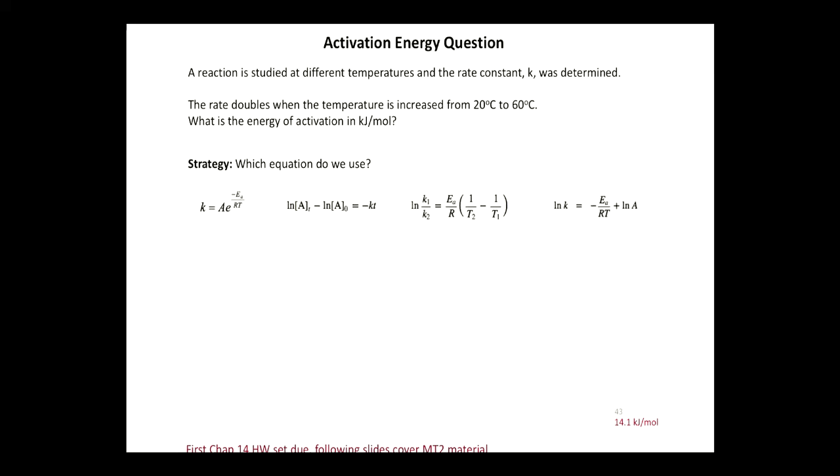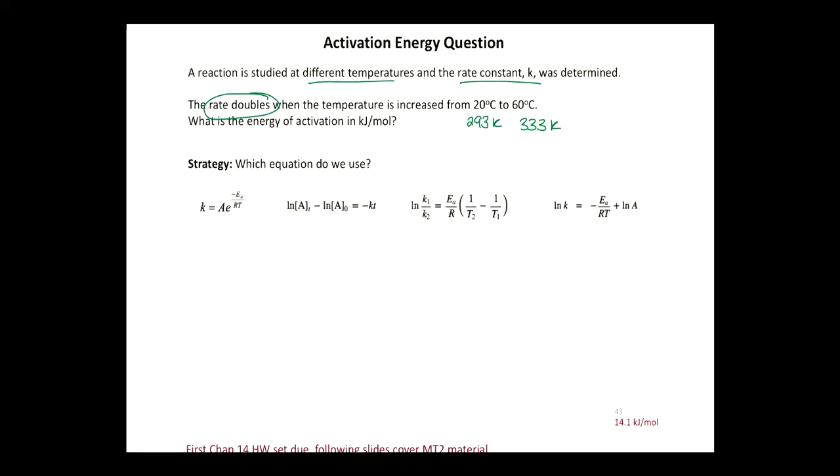This information I'm giving you here, I say, okay, you study a reaction at 2 different temperatures and you collect the rate constants. You observe that the rate doubles when you increase the temperature from 20 degrees Celsius, so I think this is 293 Kelvin, to 60 degrees Celsius, so this is, I think, 333 Kelvin. All right, and so I want you to estimate what is the activation energy in kilojoules per mole.